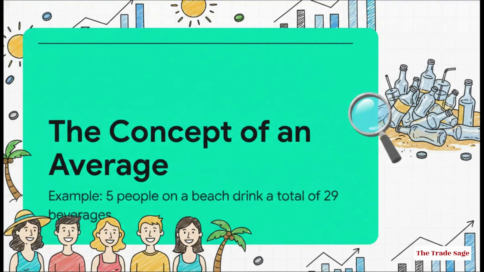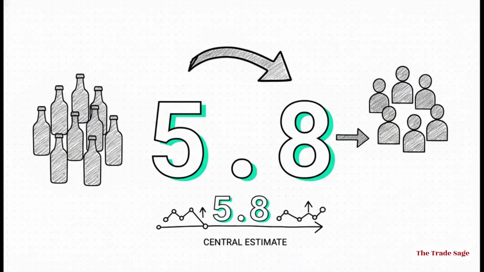Okay, so picture this. 5 friends are hanging out on the beach, enjoying the sun. At the end of the day, they look around and see 29 empty bottles. Now, we have no idea who drank how many. Maybe one person had 10 and another had 2. All we know is the totals. So to get a rough idea, you just do some quick math, right? 29 bottles divided by 5 people, and you get 5.8. That's the average. Of course, nobody drank exactly 5.8 bottles, but that number gives us a central point, a quick snapshot of what happened. This very simple idea is the foundation for everything we're about to talk about.